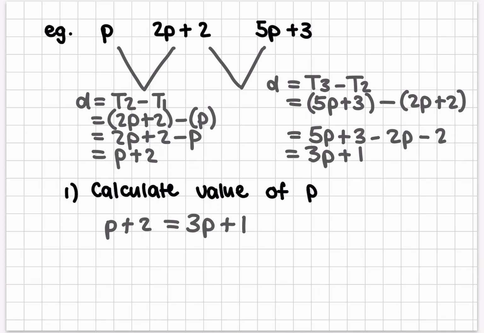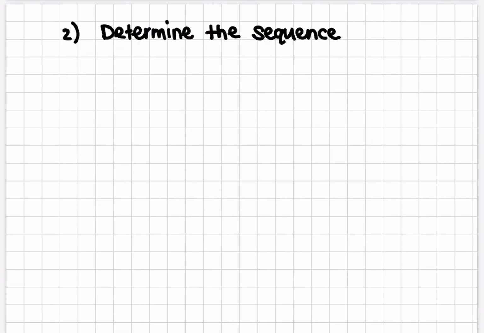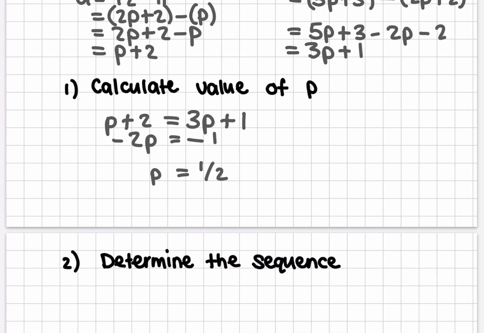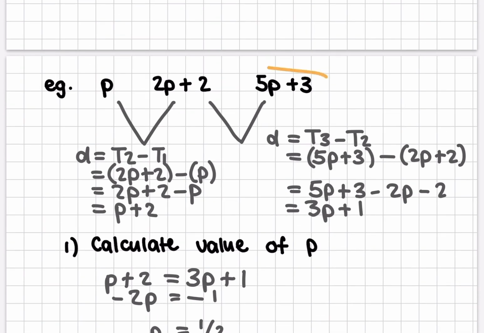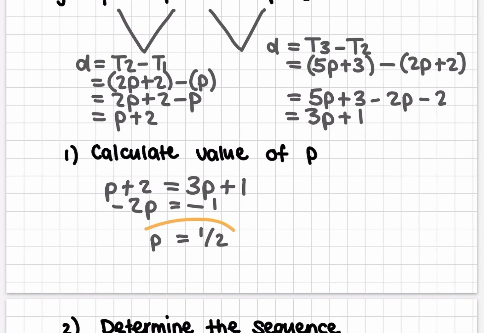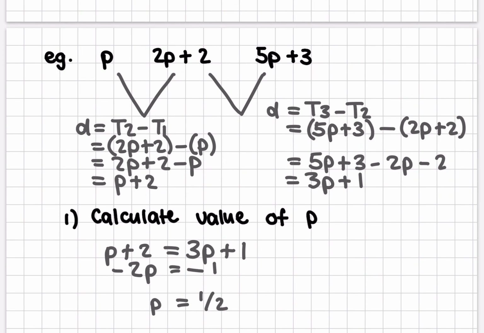So I'm going to move the p to the left. So I'm going to move this over, and it's going to become negative 2p is equal to 1 minus 2, negative 1. And then p is equal to 1 over 2. Okay, so the next question asks us to determine the sequence. So they want us to determine this sequence. And obviously, we now have p. So we can put that back into here and we will get our sequence.